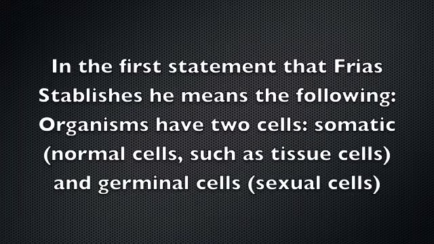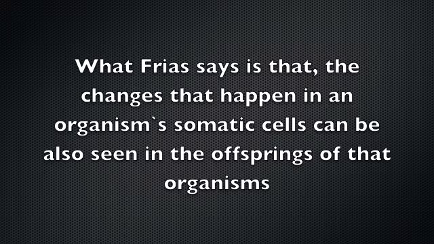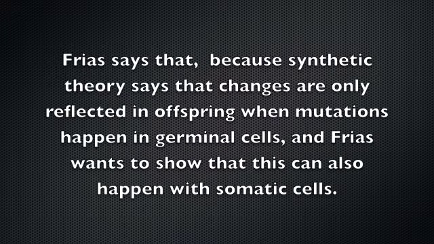In the first statement that Frias establishes, he means the following. Organisms have two cells, somatic, normal cells such as tissue cells, and germinal cells that are the sexual cells. What Frias says is that the changes that happen in an organism's somatic cells can be also seen in the offsprings of that organisms. Frias says that because synthetic theory states that changes are only reflected in offsprings when mutations happen in germinal cells, and Frias wants to show that this can also happen with somatic cells.